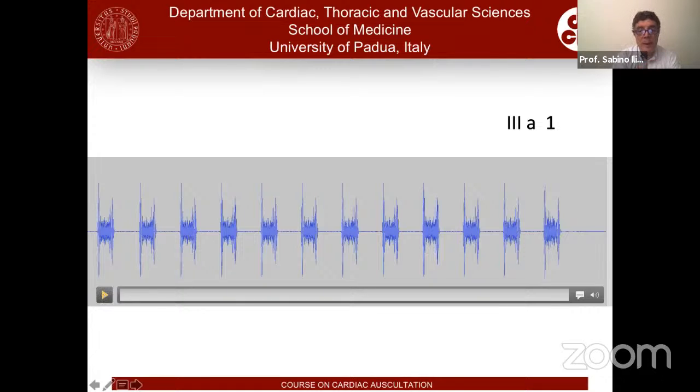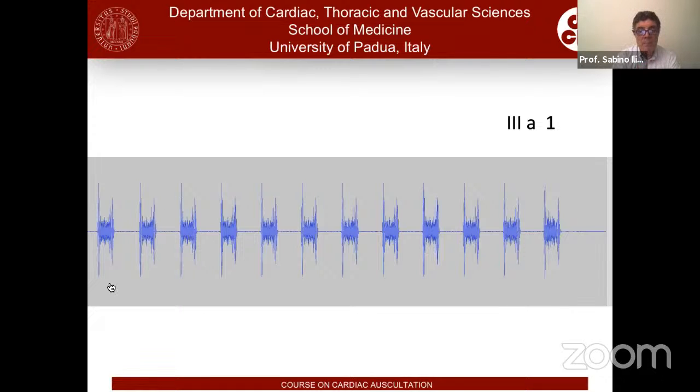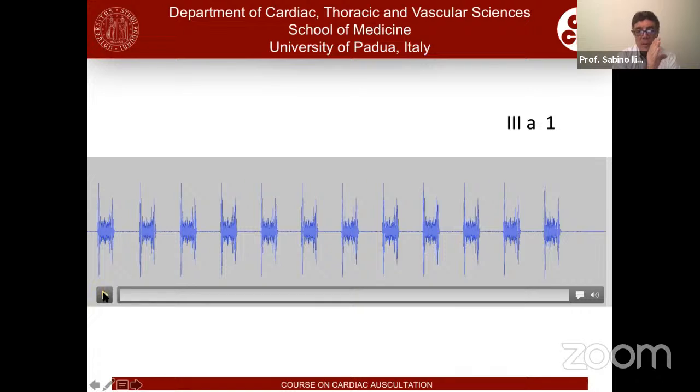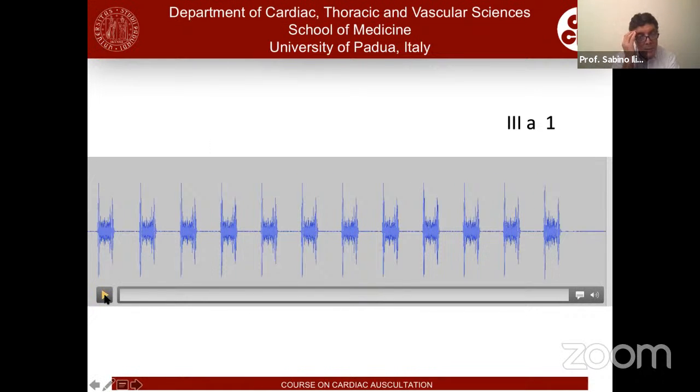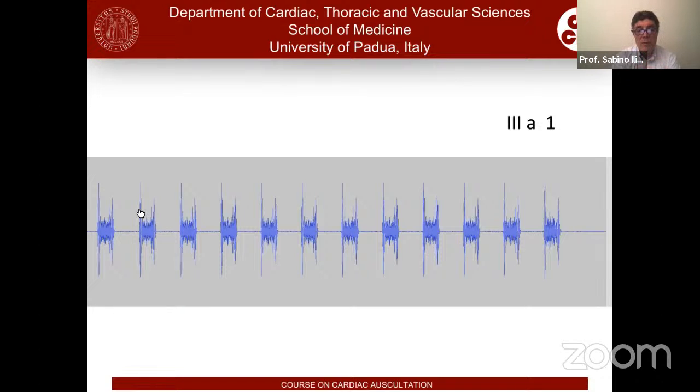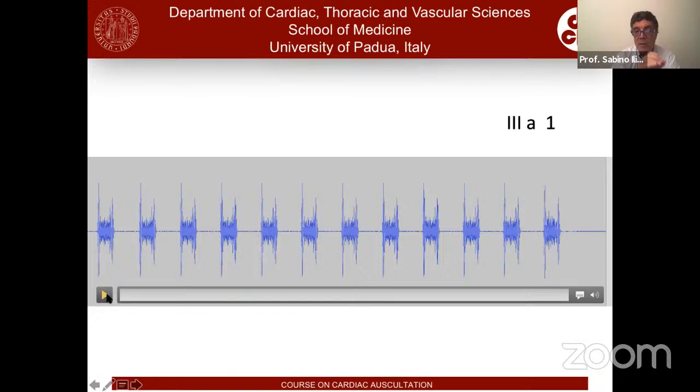Let me show it again, and please concentrate on the first and second sound, first and second sound, and then the appearance of the murmur. Please fix that murmur in your brain, because this is a very good example of a soft regurgitant mitral murmur.